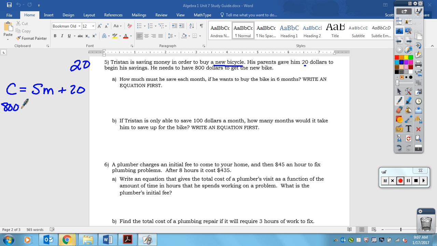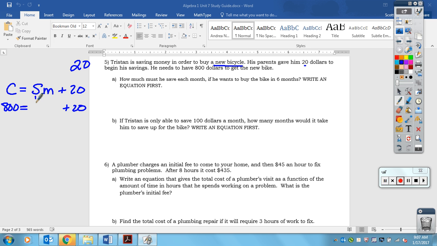So in other words, 800 is the cost. How much does he need to save per month? So is it $20 times the number of months? Is it $100 times the number of months plus the $20 that he already has? This must equal 800. So the number of savings per month plus the $20 needs to be equal to the 800 if he wants to buy it.